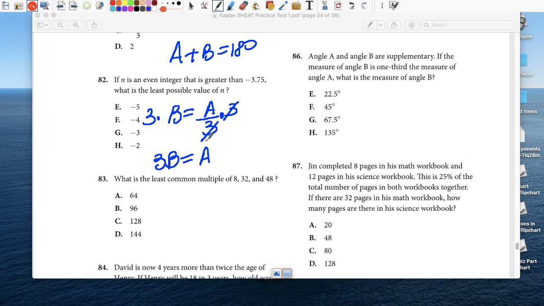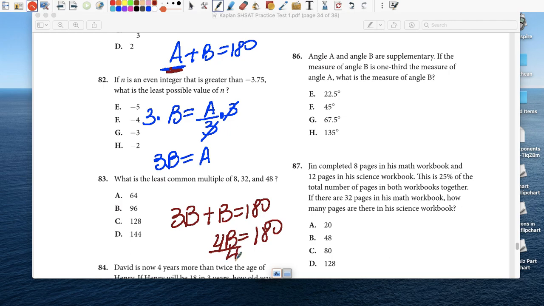3B. So now that I know what A is, I can come to the first, our original equation, and replace the A with 3B. So if I replace A with 3B, I get 3B plus B equals 180. 3B plus B is 4B, equals 180. And we divide by 4 on both sides, and B equals 45. I think that was the easier way.